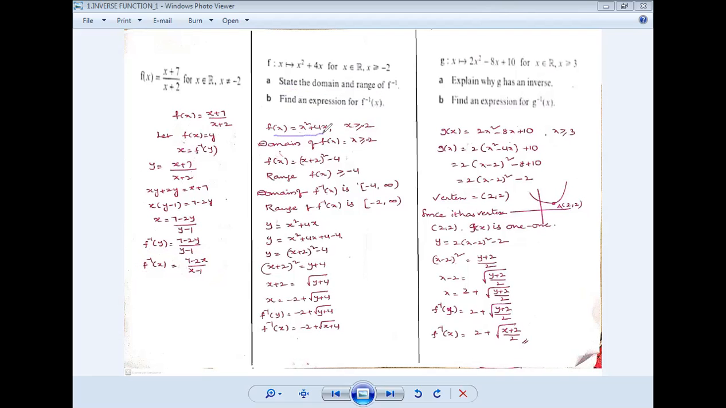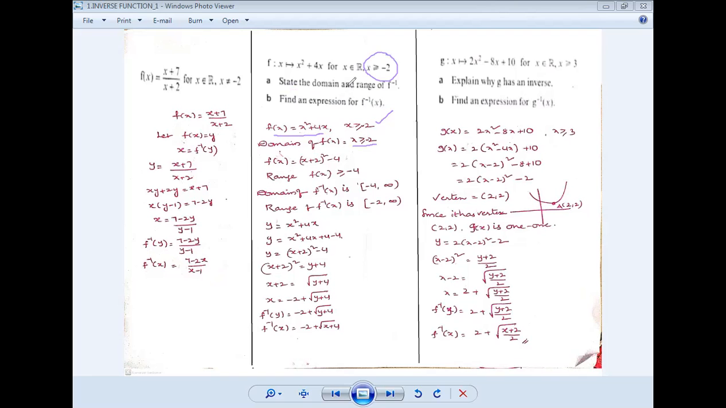See here, f of x is equal to this one. And I clearly mentioned that the domain is x greater than or equal to minus 2. Okay, now just keep it like that. First we'll find the domain and codomain of f over here.